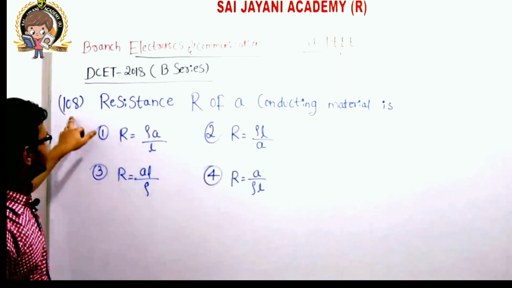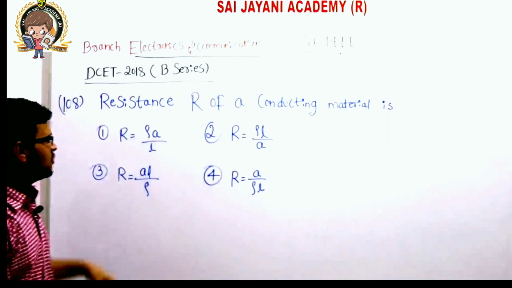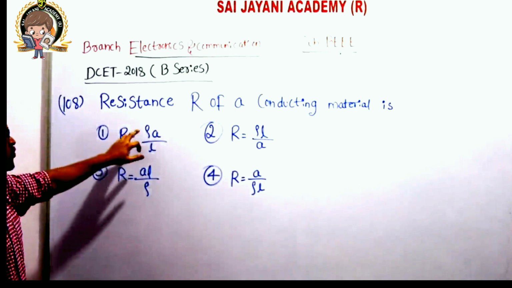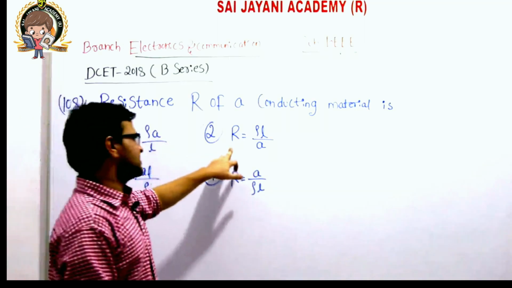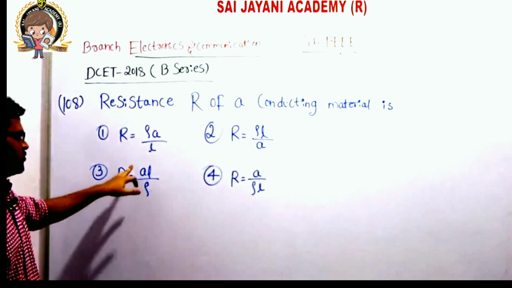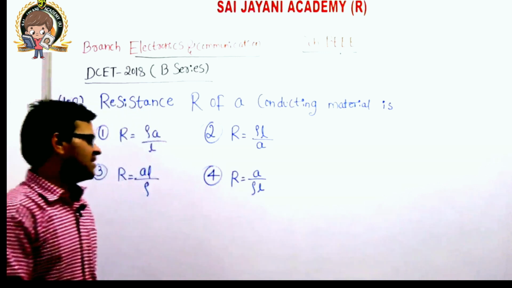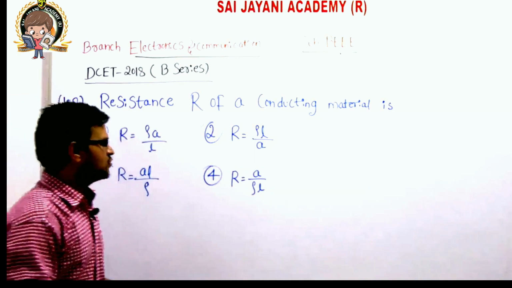Question number 108: the resistance R of a conducting material is, and the options are given below. The first option is R is equal to rho A by L, the second option is R is equal to rho L by A, the third option is R is equal to AL by rho, and the fourth option is R is equal to A divided by rho into L.